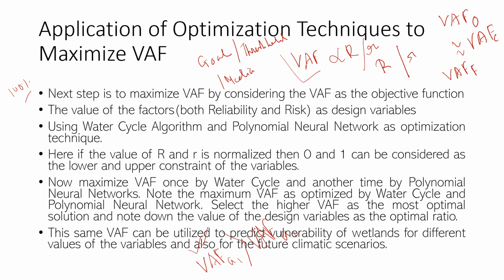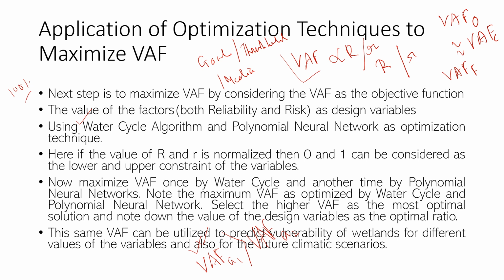And the reason for using water cycle and polynomial neural network is that the neural network is used due to its adaptability and flexibility, and the water cycle algorithm is used because of the very minimum number of parameters that we have to estimate. Also, the number of iterations is very few, it has a very fast convergence rate, the water cycle algorithm, due to its specific preventive measures to avoid local minima.